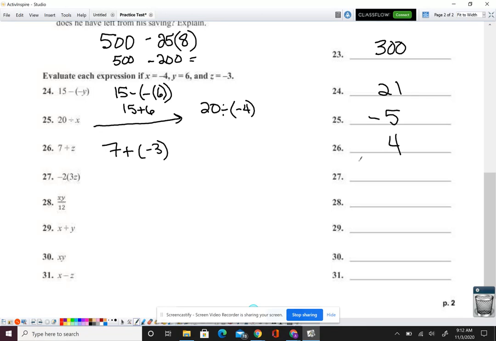27, negative 2 times 3 is, where's my work, Mrs. Reed? 3, what am I replacing z with? A negative 3. It's all multiplication here. So I have a negative and another negative. I got 2 negatives, it's even. So the final answer is going to be positive. 2 times 3 is 6. 6 times 3 is 18. Positive 18.